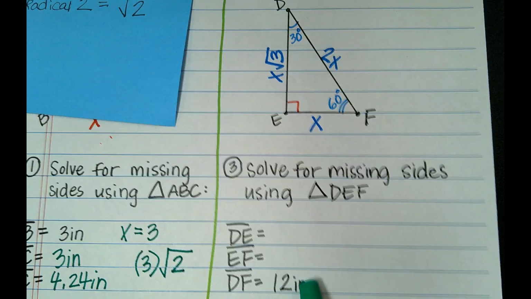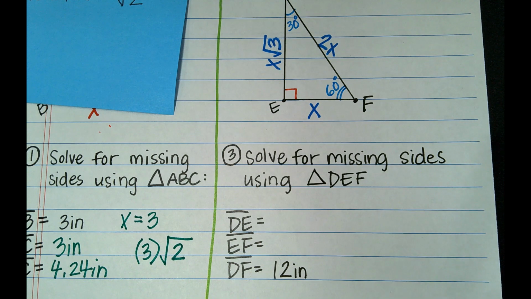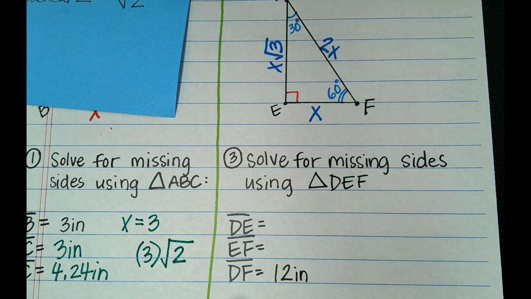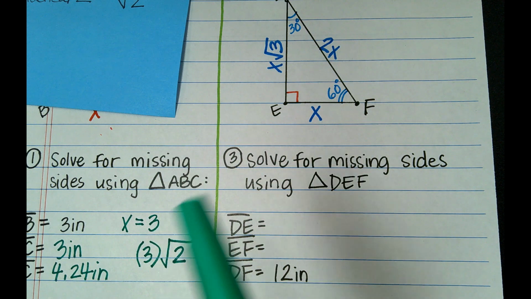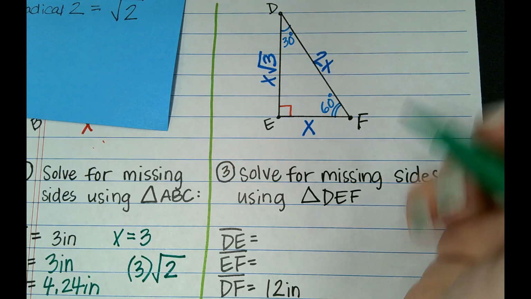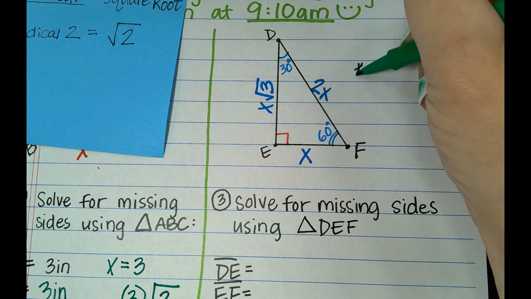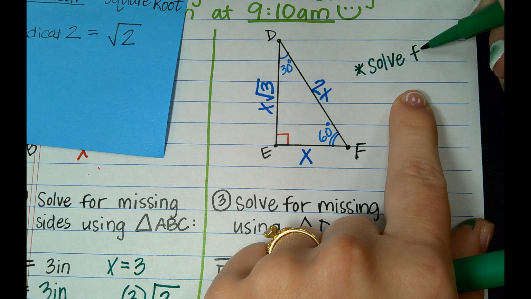So on number 3, we have been given 1 side length, from D to F, 12 inches. Now, one thing I will say for these special right triangles, the very first thing you always want to try to do is solve for x. You want to get your x value because once you have x, you can plug that into all your sides and get all your lengths. So let's write a little note up here that says solve for x first.